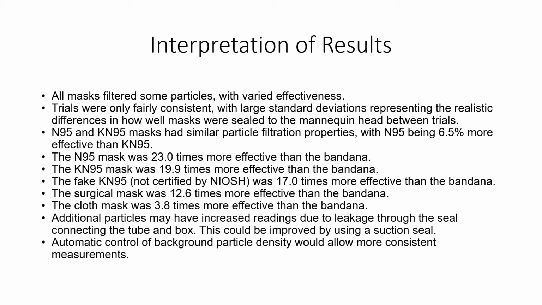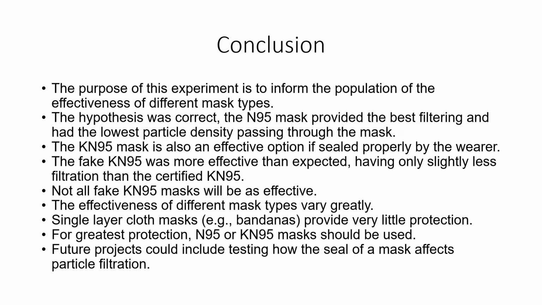One possible source of error is some particles may have leaked through the seal connecting the tube and box, which would increase readings. This could be improved by using a suction seal. Another improvement would be to take automatic control of the background particle density so that measurements would be taken with a more consistent background. This experiment was done to inform people of the effectiveness of different mask types. The hypothesis was correct, with the N95 mask providing the best filtering and having the lowest particle density passing through the mask. The KN95 mask is also an effective option if sealed properly.